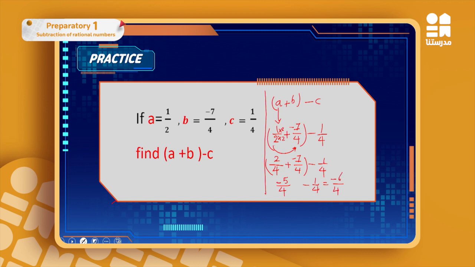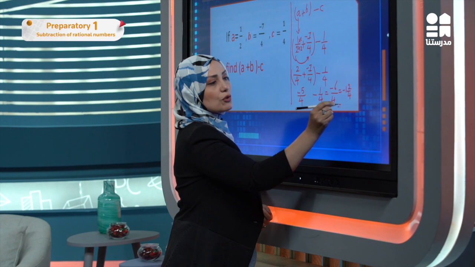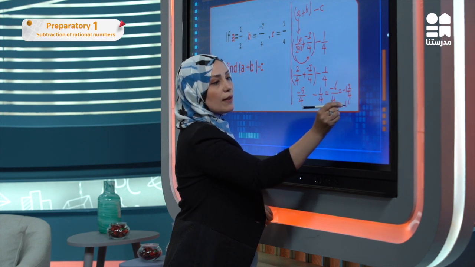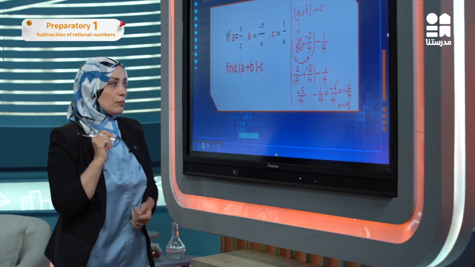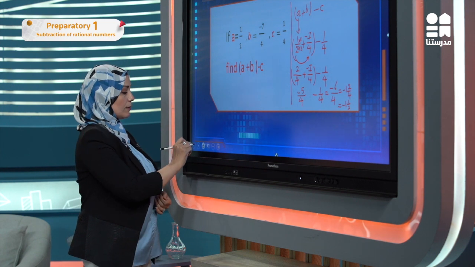وبكده هتكون negative 1 and 2 over 4. By dividing 6 divided by 4 is 1, remainder 2. With 2 over 4, I can rewrite it as half. So the final answer is negative 1 and half. That's all about this problem. Let's see another one.